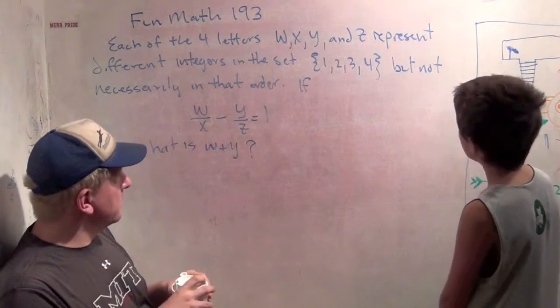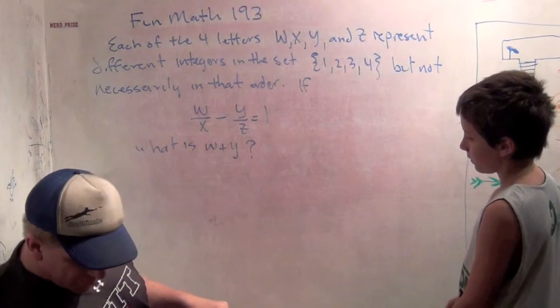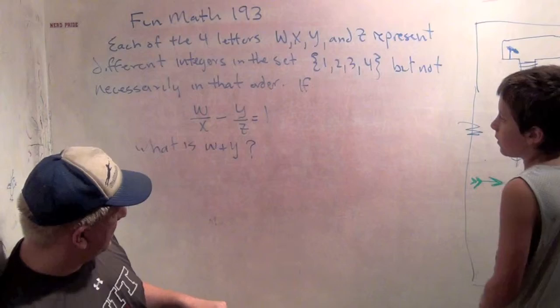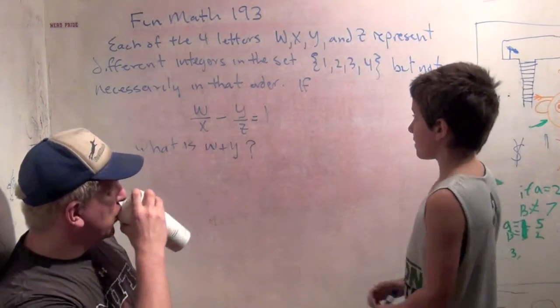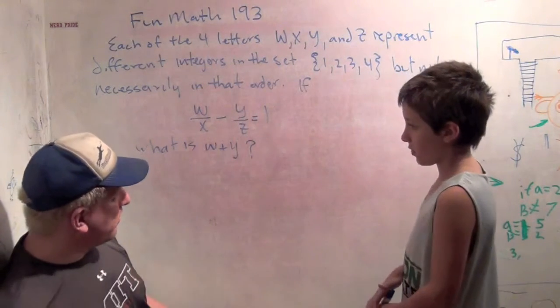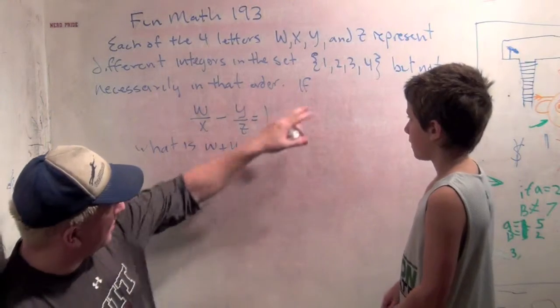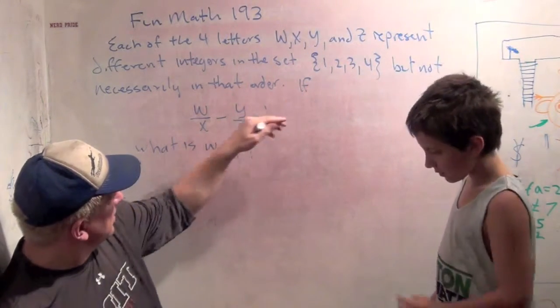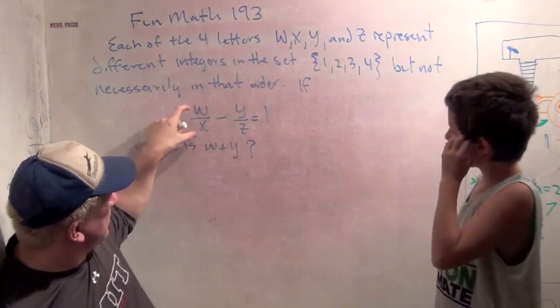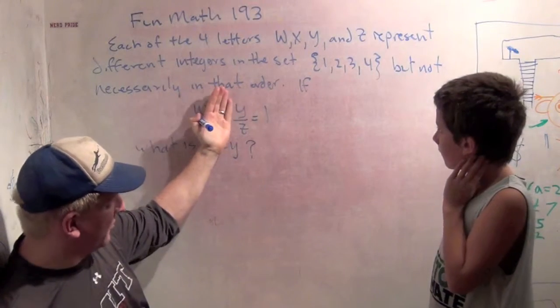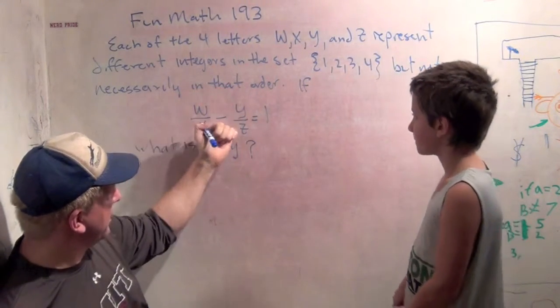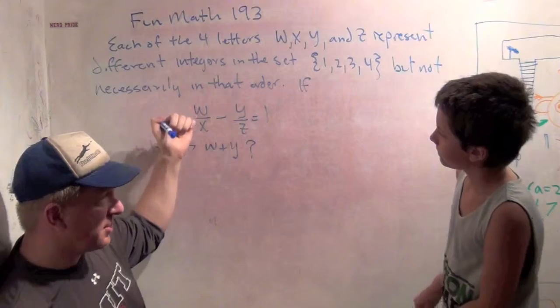Alright, so you had a very nice approach to this. What was the first thing you did? Well, I said that W over X has to be larger than 1. Because all of the numbers are positive. So that means this fraction is going to be positive and that fraction, Y over Z, is going to be positive, and this minus this equals 1. W over X has to be bigger than 1.